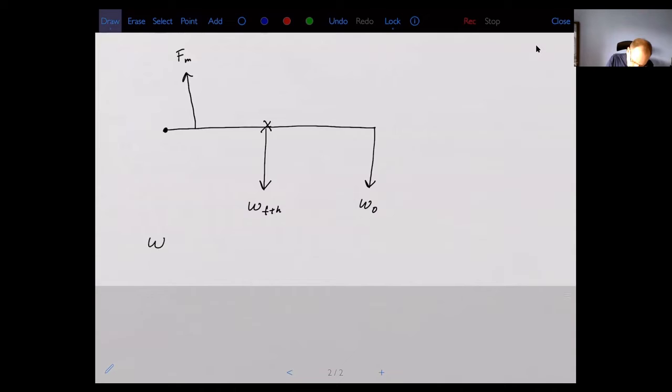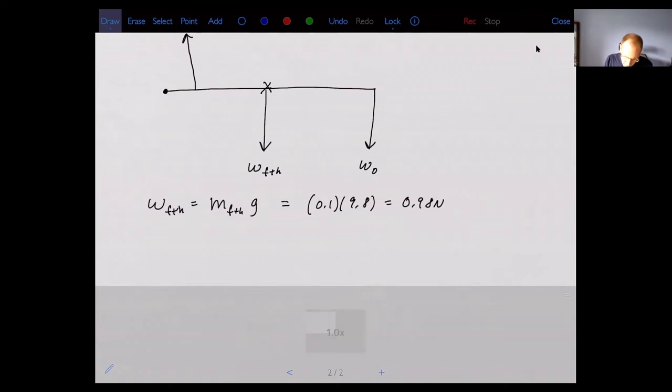So we know that the weight of the forearm and hand is going to equal the mass of the forearm and hand times g. Weight is always mg. So we can compute that. It'll be 0.1 times 9.8, so that'll be 0.98 newtons. So that's the weight of the forearm and hand.